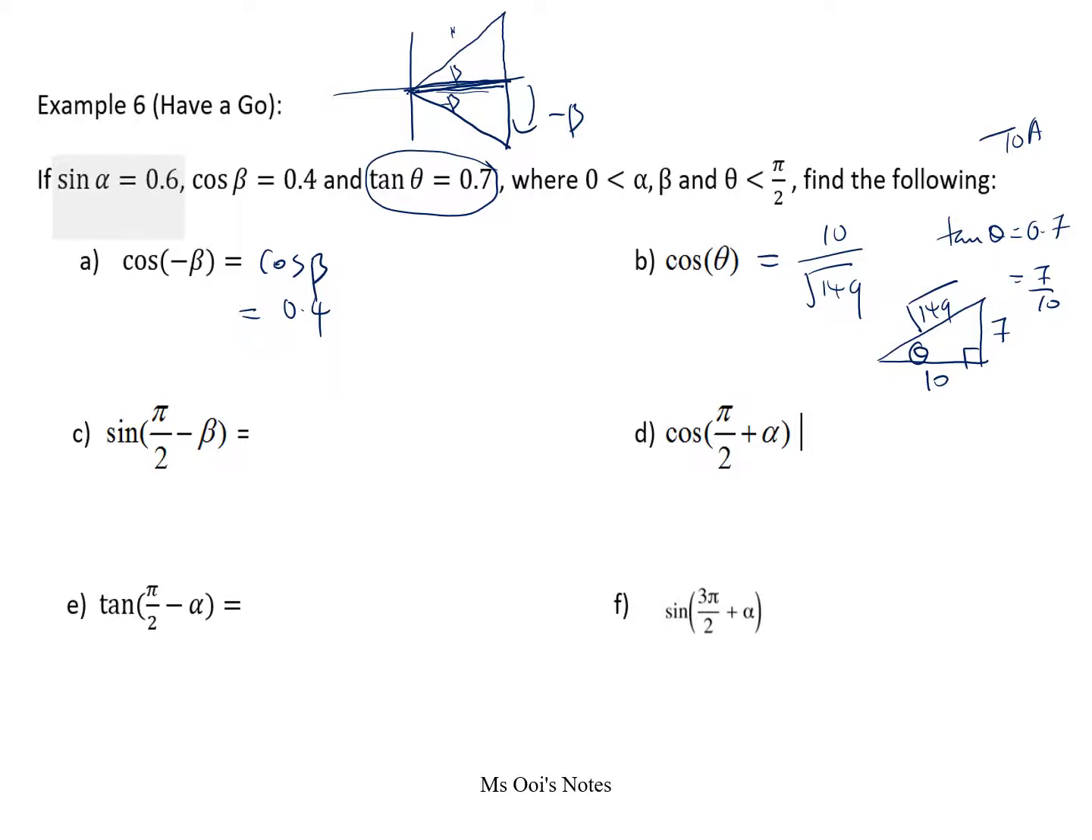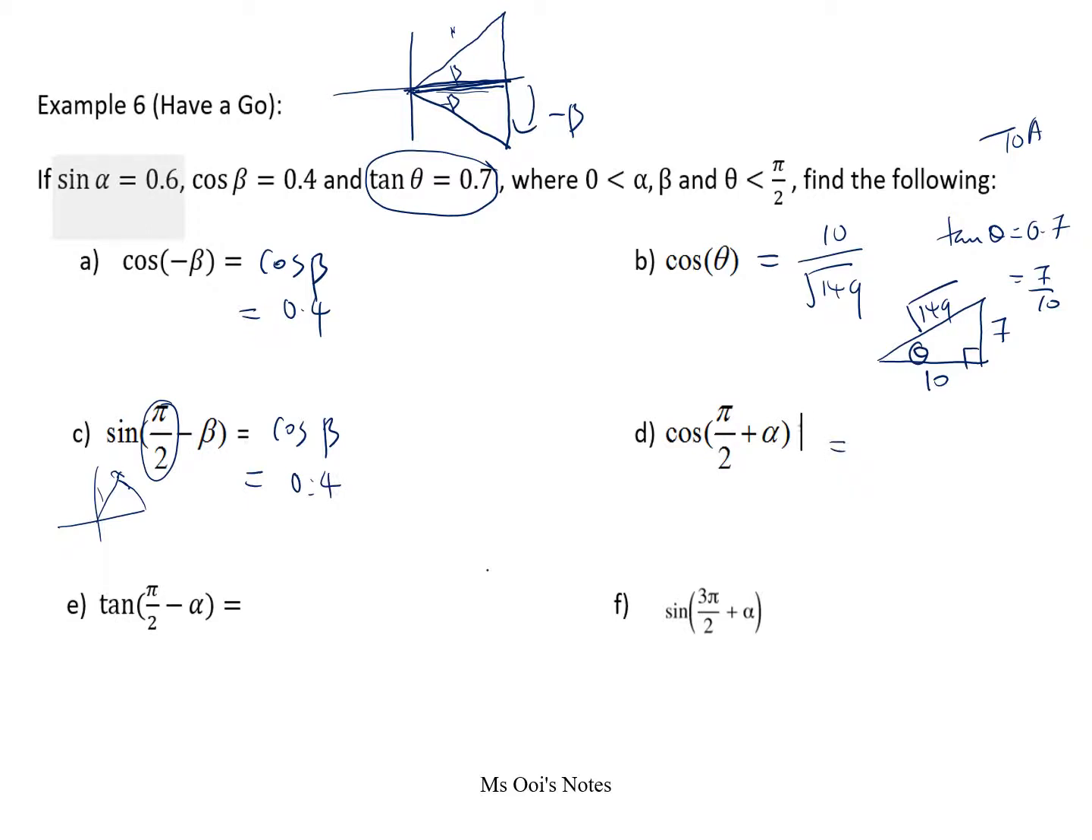Now sine of pi over 2 minus beta involves pi over 2, so we know that there will be a swap of sine to cosine beta. Sine of pi over 2 minus beta is in the first quadrant, so we're looking at here. First quadrant, everything is positive, so the sign in front of cos should be positive too. Cos beta is 0.4.